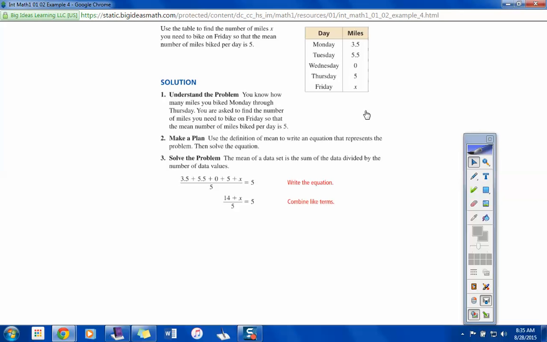Now I said this is like a grouping problem from example 3, right? In order to get rid of this 5 down here first, what are you going to have to multiply both sides by? 5. So you're going to have 14 plus x equals what? Well, they multiply by 5, multiply by 5. You've got 14 plus x is equal to 25 after you simplify, right? Okay, what are they going to finally do to get the number of miles you need to ride? Subtract how much? 14. Now what's your solution, kiddos? 11 miles. So, you need to ride 11 miles on Friday.